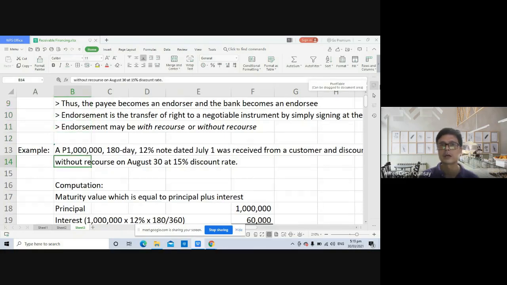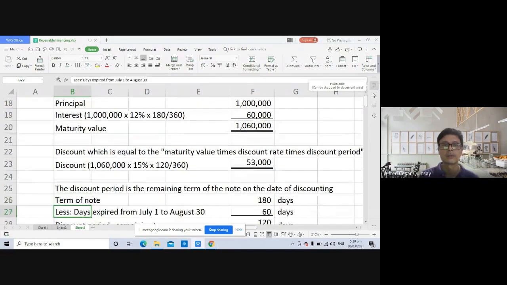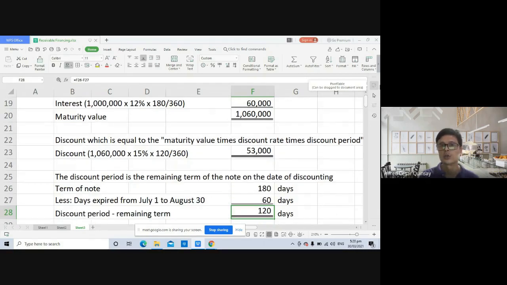Okay, kasi dinis-count natanggap yung note nung July 1 nung endorser, yung original na payee. Tapos dinis-count niya after 2 months nung August 30. Okay, so ang original na date, ang term ng note is 180 days. Alam natin yon. So minus natin from July 1 to August 30, which is 60 days. So yung 120, this is the discount period. Ito yung remaining days. So ito yung pinag-discount niya.